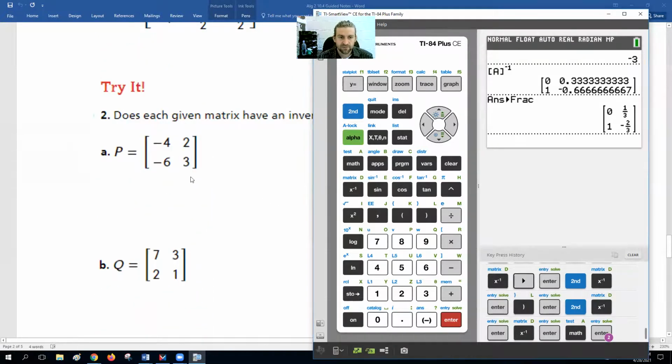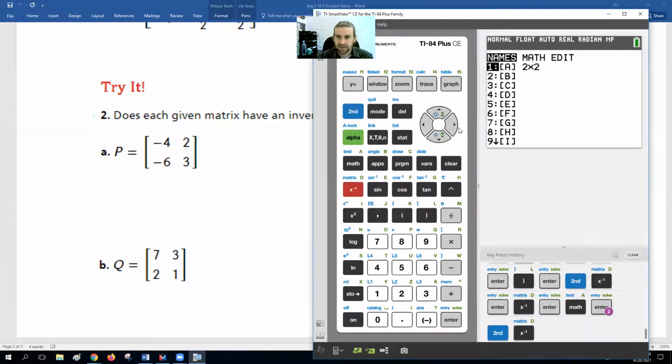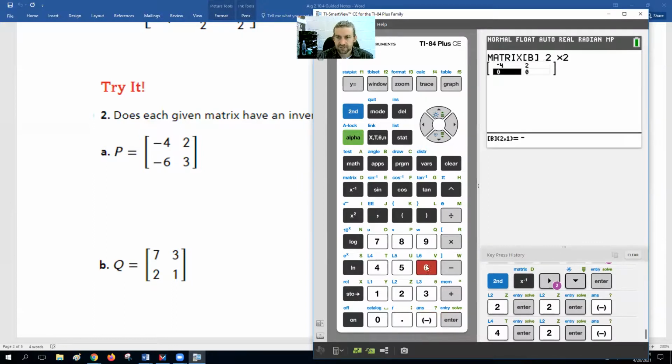So like this first problem here, if we want to find the inverse of P, all right, let's do second matrix here. I'll do edit, I'm going to do matrix B here. I'll make that a 2 by 2. I could reuse matrix A if I want, but I'd have to edit it. We got -4, then we got 2, then we got -6, and then 3.